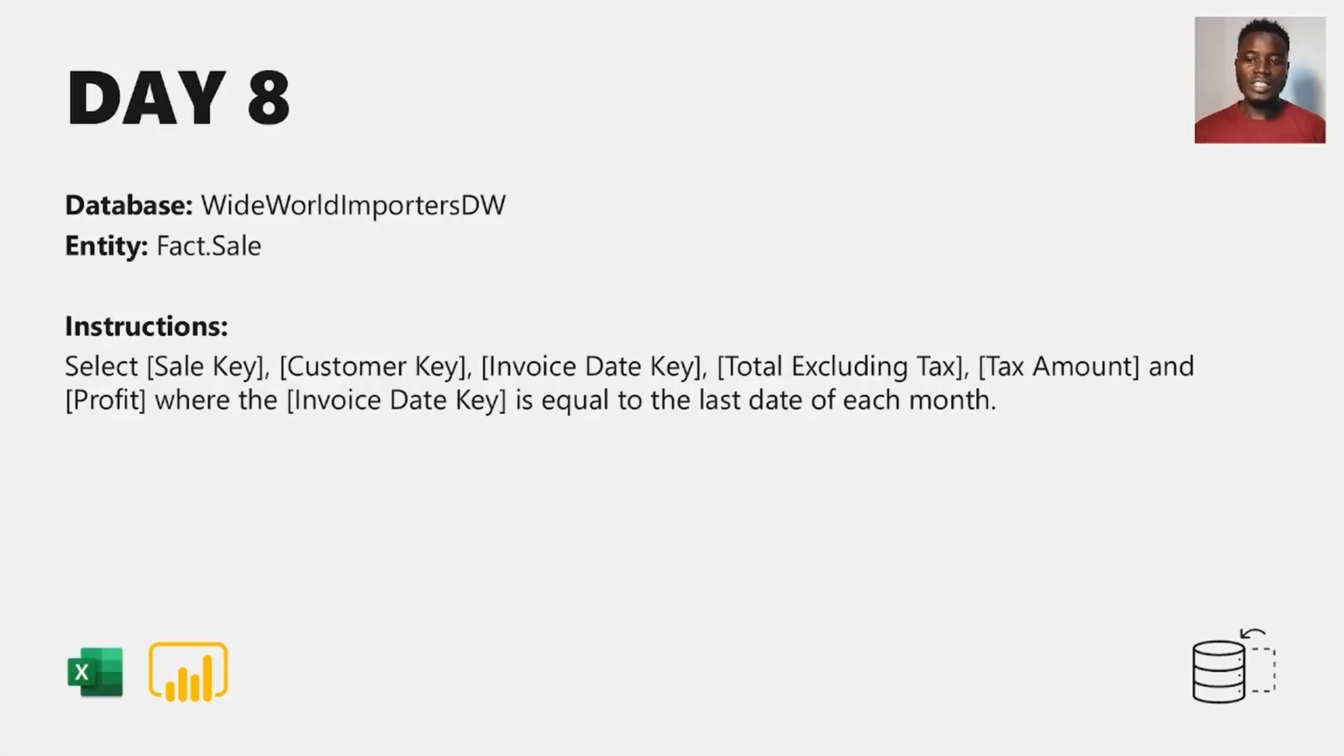And with today's challenge, we are tasked with selecting the sale key, customer key, invoice date key, total excluding tax, total amount, and profit, where the invoice date key is equal to the last date of each month. For this task, we have to use the fact sale table from the Wide World Importers database. And I think the most important factor here is that the date key has to be equal to the last date of each month.